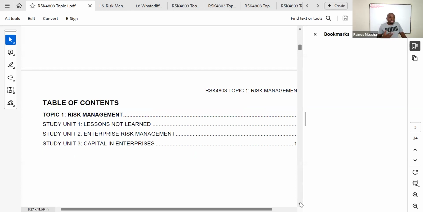The first one looks at case studies, covering the lessons that are not learned when it comes to risk management, what they are, and what failed for a particular organization. Then study unit 2, we look at enterprise risk management, where historically risk management was just operating in silo as a separate department, not necessarily being interconnected with other departments of the organization.